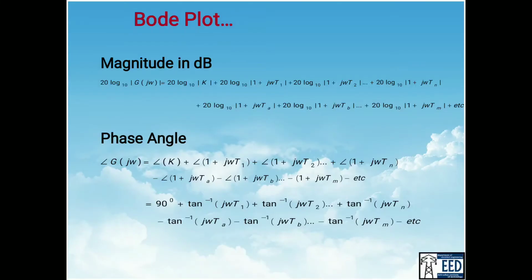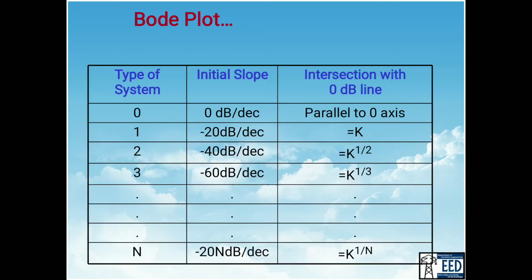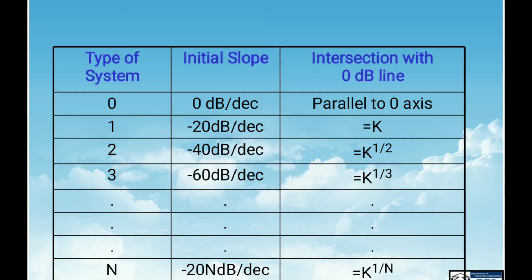For the initial slope, how it is calculated: each simple pole or pole at the origin gives minus 20 dB per decade. That means for a type 1 system the slope is minus 20 dB per decade. The type of the system depends upon the number of poles at the origin. Suppose there are no poles at the origin, this is a type 0 system. At that time the initial slope is 0 dB because there is no pole at the origin.